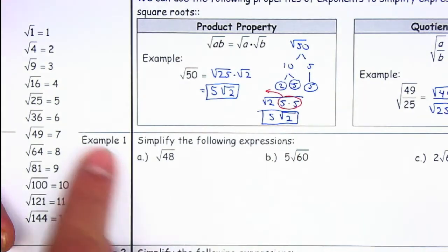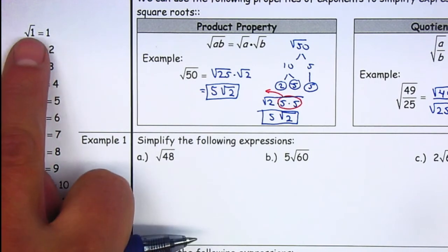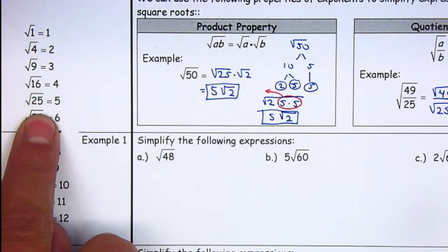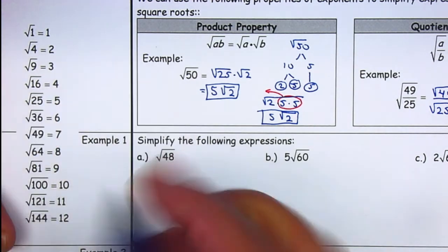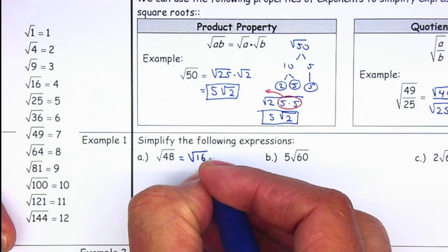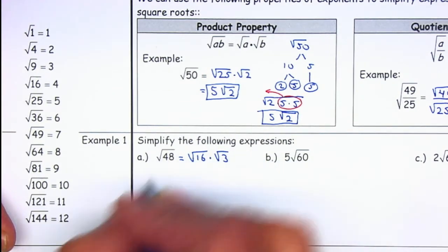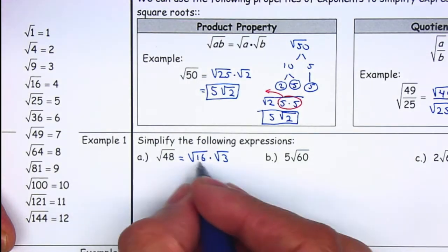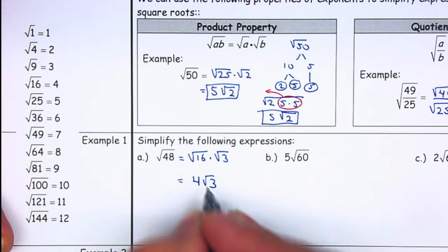Another way is to find the biggest number out of the perfect squares that divides 48. So I know that I can divide by 16. So that gives me the square root of 16 times 3, because 16 times 3 is 48. Now, the square root of 16 will give me 4, and then I have the square root of 3.